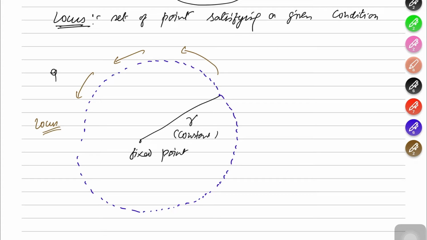So locus has two things. First, it has an equation, and second, it has some geometry. The locus of a point moving such that its distance from a fixed point is constant is a circle, and it has some equation. First of all, we should know that the geometry of this locus is a circle. So in a circle, a point is moving such that its distance from a fixed point is always constant, that is r.